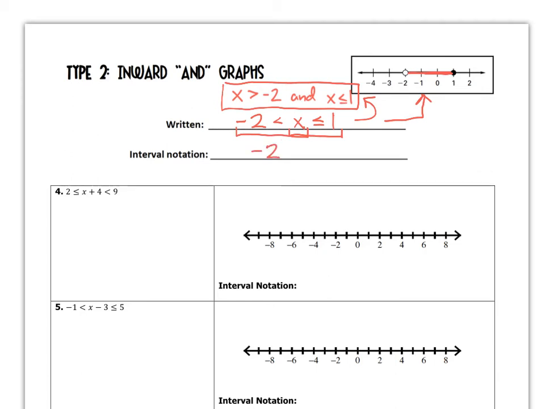X cannot be less than negative 2, so negative 2 is the minimum value. We'll use a parenthesis there. And then x cannot be larger than 1, so that's the maximum value, and there we use a bracket. So that's what the interval notation would look like for an "and" inequality.